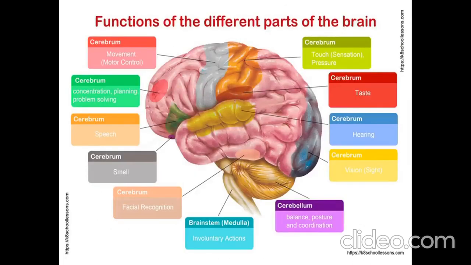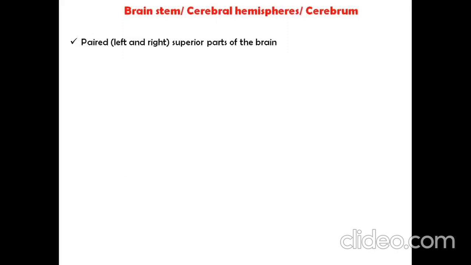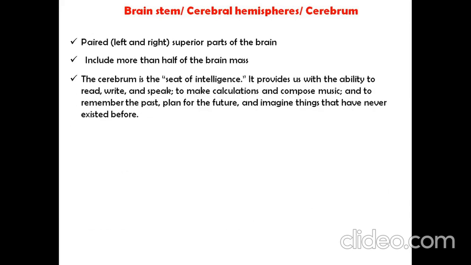Now the function of the different parts of the brain. The cerebrum, which is a pair between the left and the right superior part of the brain, includes more than half of the brain mass. The cerebrum is the seat of intelligence. It provides us with the ability to read, write and speak, to make calculations and compose music, and to remember the past, plan for the future and imagine things that have never existed before.